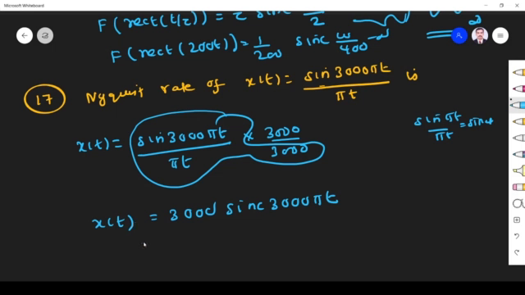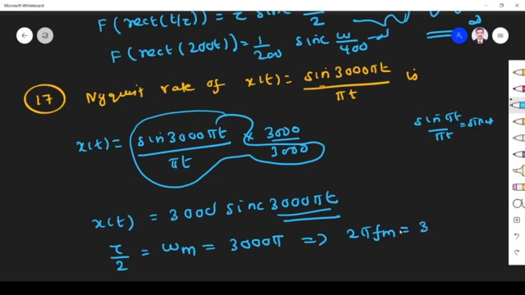So what do you have to do? Sinc of t tau by 2, find general. So sinc 3000 pi t, so I found tau by 2. Tau by 2 is nothing but omega m in sinc, so that is 3000 pi. This implies 2 pi fm is equal to omega m. Omega m is equal to 3000 pi. So 2 pi fm is equal to 3000 pi. So fm is equal to 1500 hertz.